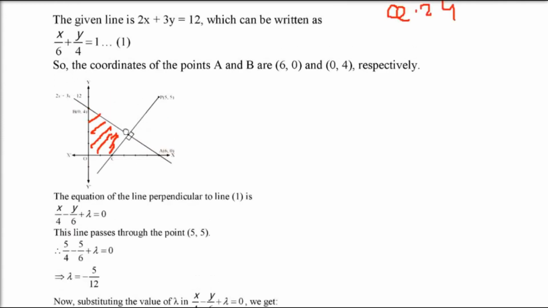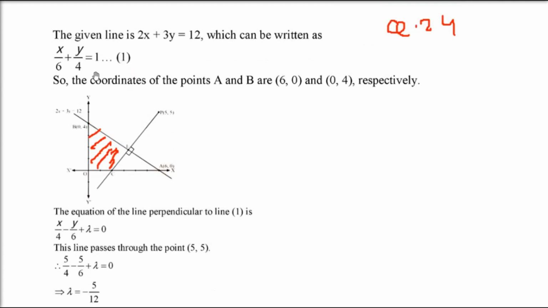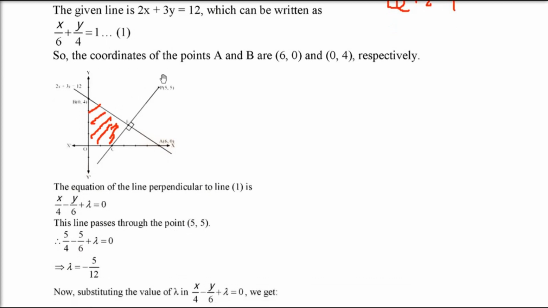And here, the line equation, if you divide both sides by 12, you are going to get the x and y intercepts. So from there also you can find this. There are multiple ways you can find A and B.